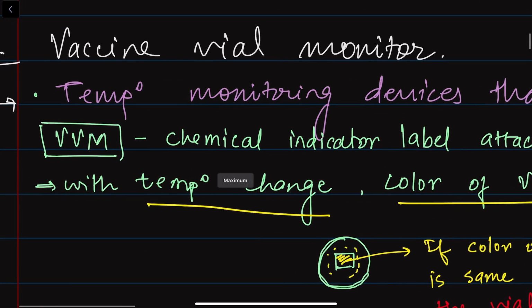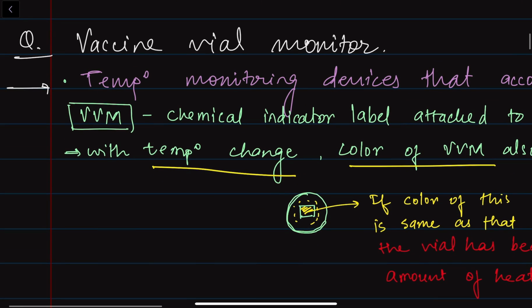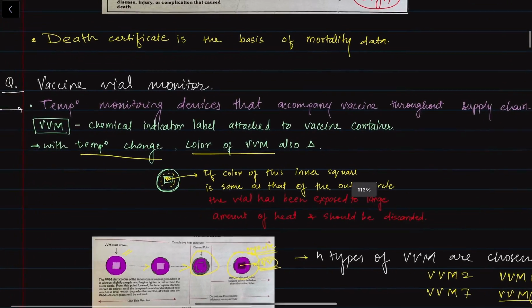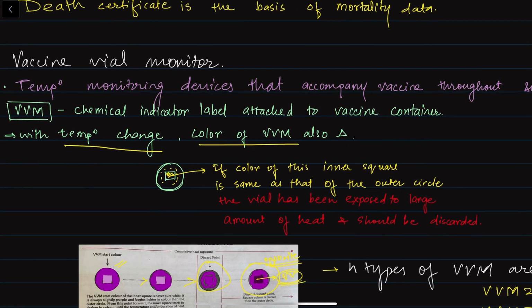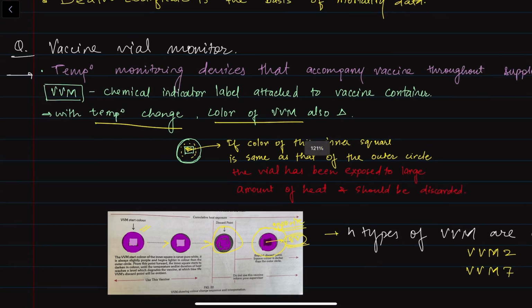So today we will be learning about vaccine vial monitor. So what is a vaccine vial monitor? Vaccine vial monitor is a temperature monitoring device that accompanies vaccine throughout the supply chain. As you know, vaccines can sustain only a particular range of temperature, beyond which they will degrade.